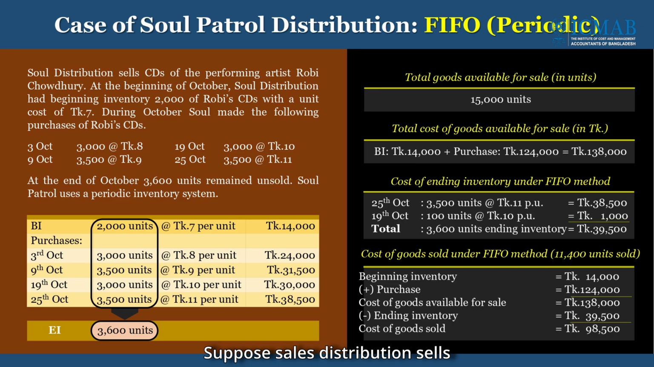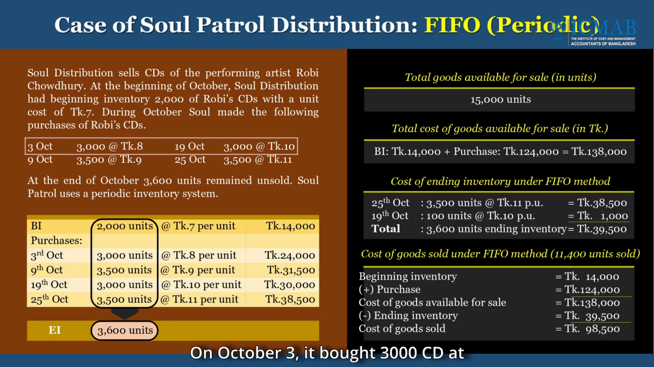Suppose Souls Distribution sells CDs of performing artist Ravi Chaudhary. At the beginning of October, Souls Distribution had a beginning inventory of 2000 units of Ravi's CD with a unit cost of Taka 7. During October, Soul made the following purchases of Ravi's CDs.